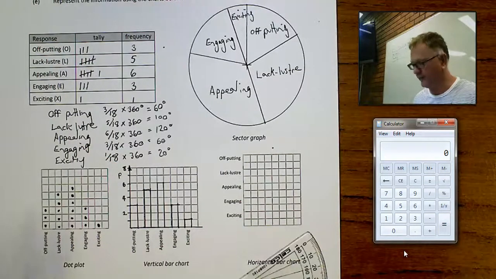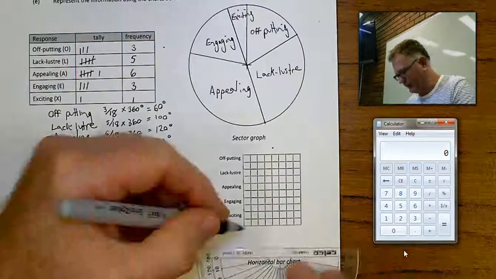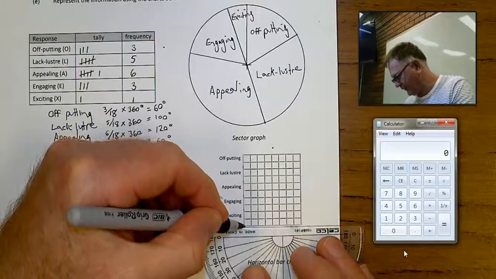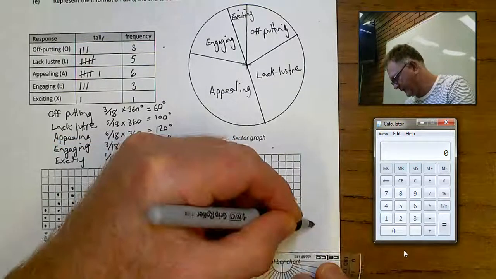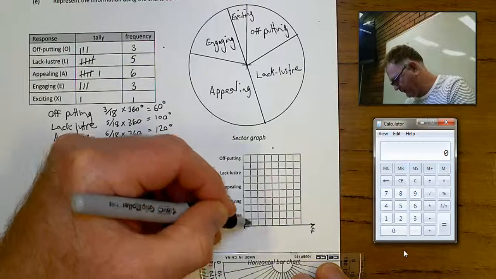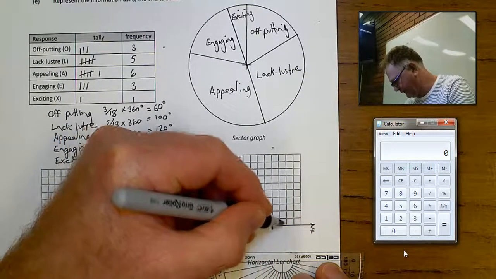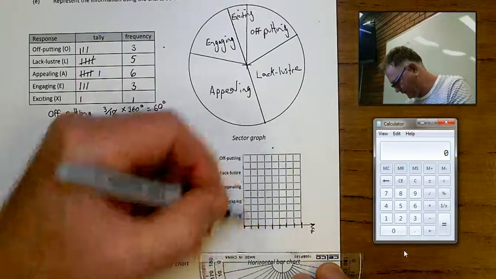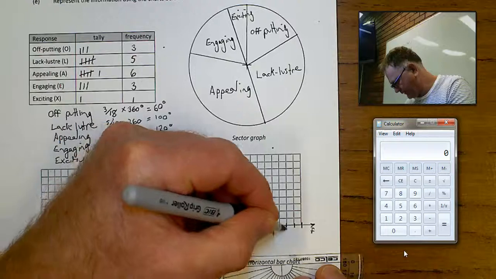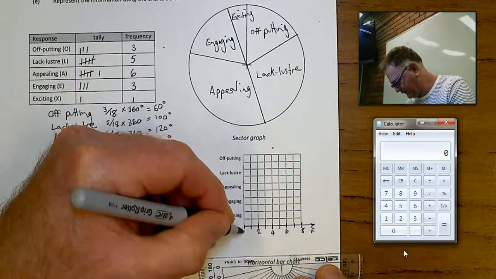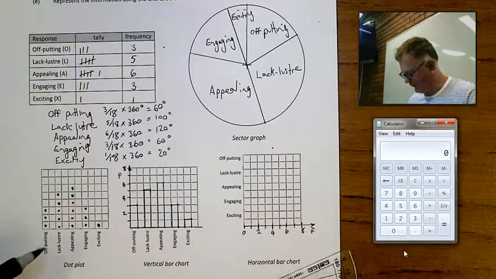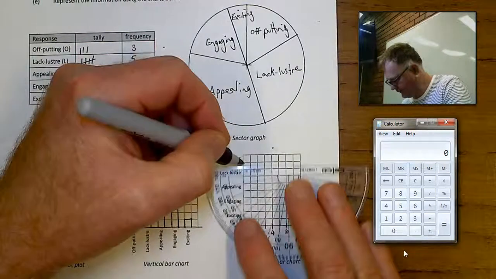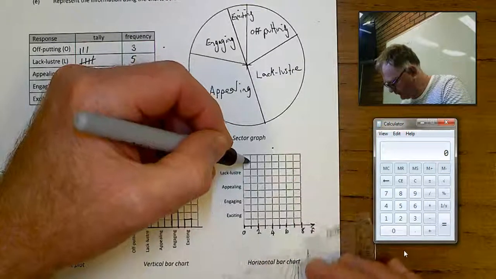And so we've got our graph there. It might look better with a bit of colour. I'll add that in a second. We've got to do the horizontal one, which is very similar sort of thing. Graph turned on its side, so we're going to put the frequencies along here. And we'll go using the same scale. 2, 4, 6, 8. And so off-putting, there was 3. That'll go out to here.